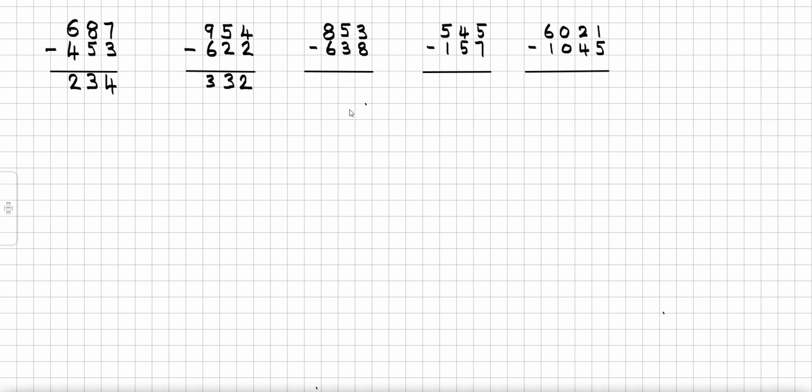Now, what's really important to understand is that every time you move along a column, the column to the left is always going to be 10 times bigger than the column on the right. So, for instance, this is units. When we move along, we get tens, which is 10 times bigger. If we move along again, we get hundreds, which is 10 times bigger than the tens column, and so on.